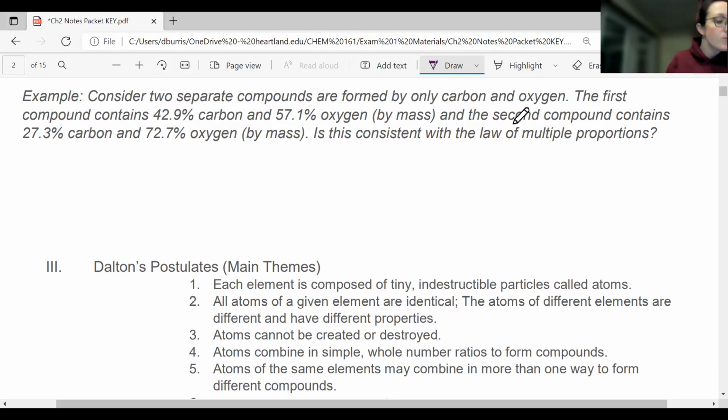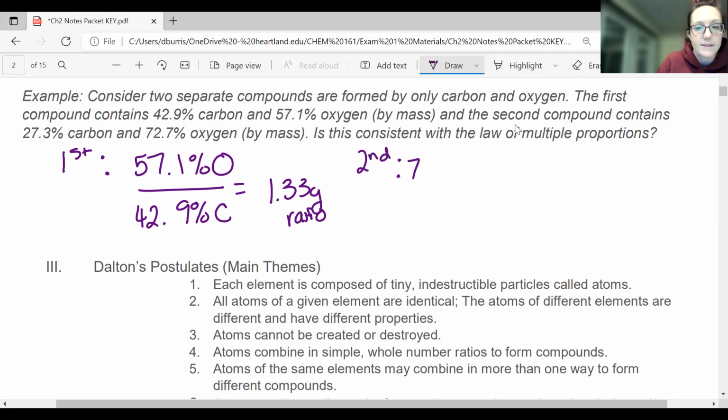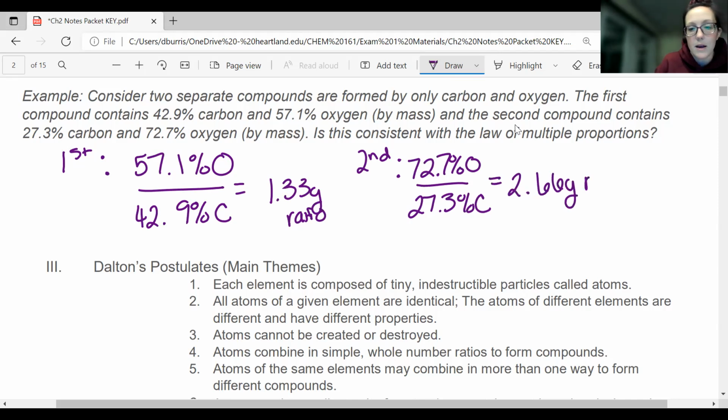So to test that, what we need to do is find the ratio of carbon to oxygen, or oxygen to carbon, for each of the compounds. So I'm going to look at the first one, and it is 57.1% oxygen to 42.9% carbon. Okay, so if I actually divide those, I get that this is a 1.33 gram ratio. And then if I do the second one, 72.7% oxygen to 27.3% carbon, that is a 2.66 gram ratio.